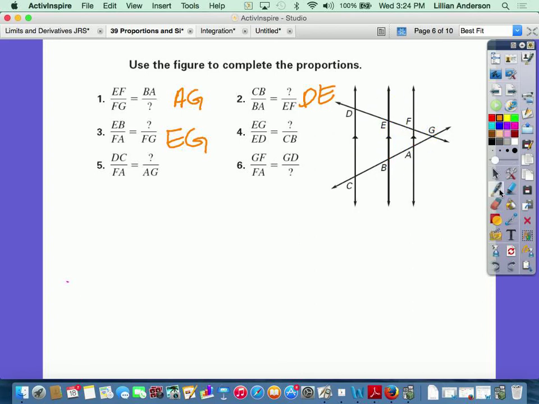I'm going to skip the explanation so much for the other ones and just let you know that for number 4, your answer should have been BG. For 5, it should have been CG. And for 6, it should have been DC.